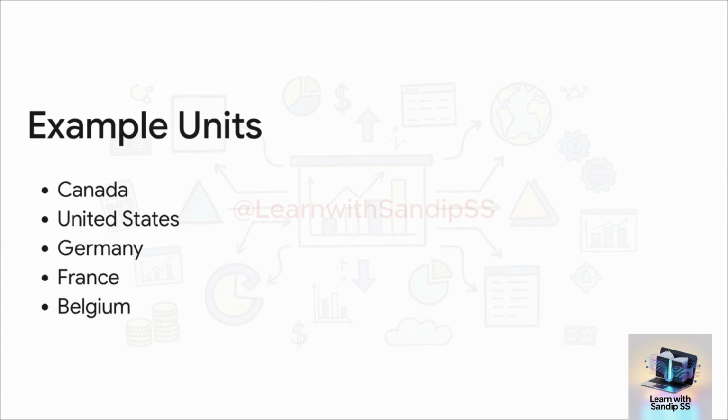To make this a little more real, just think about a big multinational company. Its Canadian operations, that's one unit. The US subsidiary, that's another. The German branch, a third. And you get the picture. Same for France and Belgium. Each one of these is a distinct consolidation unit, a separate financial entity that has to be included.